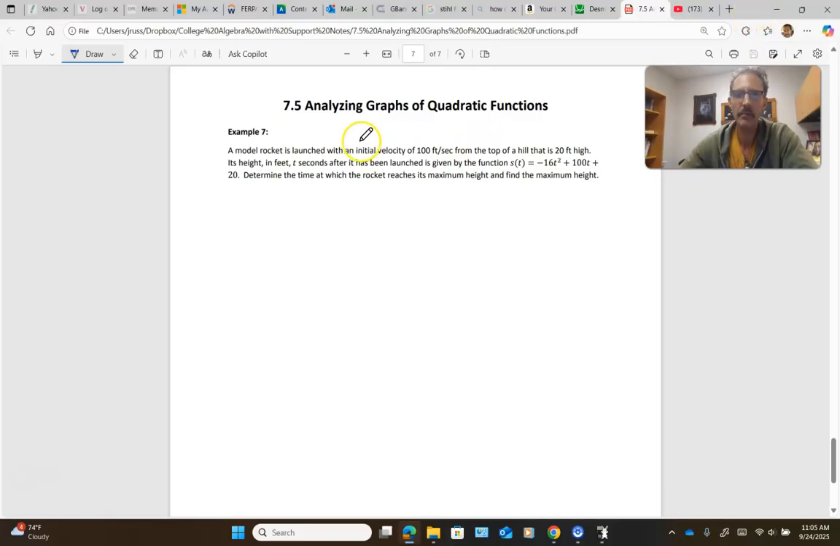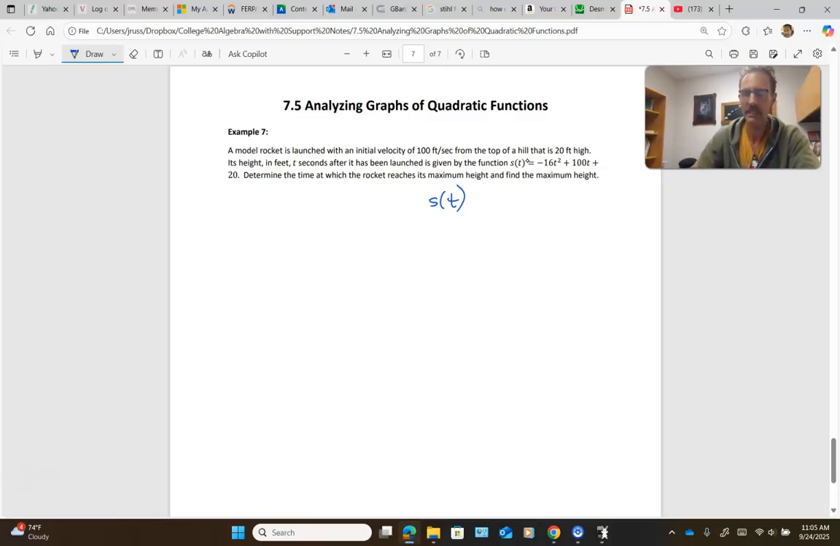And this is a good example of how you can apply quadratic functions to everyday situations. So it says here that we've got this model rocket, and this could be any projectile. And it's launched with an initial velocity of 100 feet per second from the top of a hill that's 20 feet high. And then it says that the height of the rocket in feet, okay, t seconds after it's been launched is given by this function right here. Let's write this out.